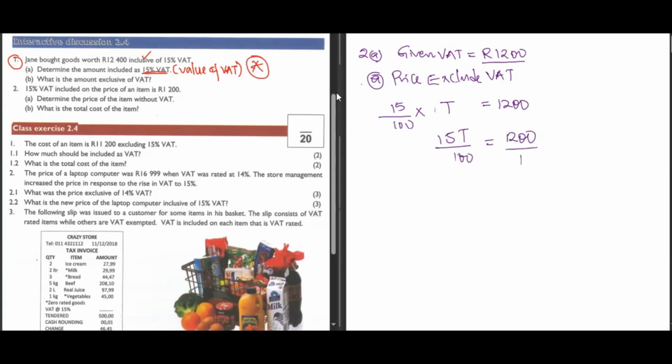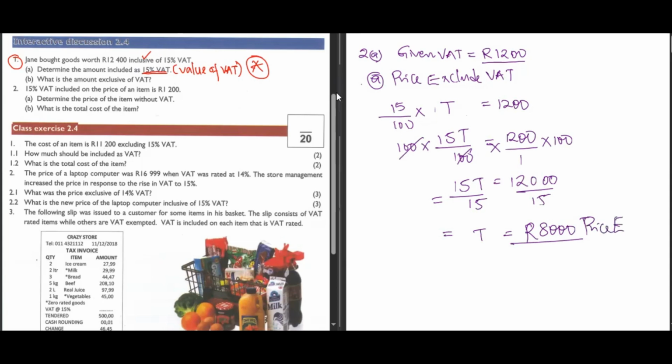So what do we do? We cross multiply, whereby we multiply this side by 100 and this side by 100. This 100 will cancel with that. You're left with 15T equals 120,000. So divide through by 15. And your answer here that is missing, that we called T, is 8,000 rand. This is the price without VAT, the price exclusive of VAT. This is how we do it.